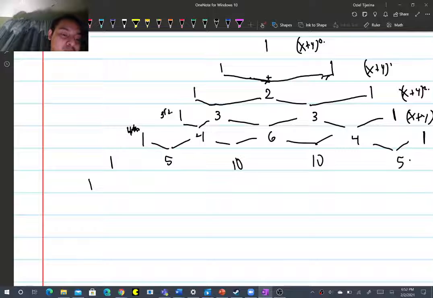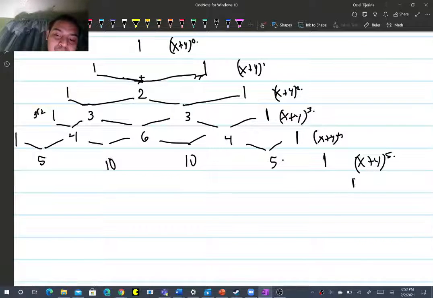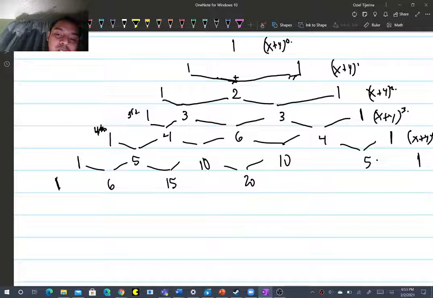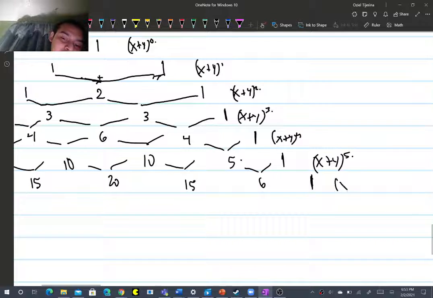We have a 1 right here, another 1, and then we're going to put another 1 right here. We have 1 plus 5, that's 6. 5 plus 10, that's 15. 10 plus 10, that's 20. 10 plus 5 is 15, and 5 plus 1 is 6. And then we have another 1 right here, so this is x plus y to the 6th power.